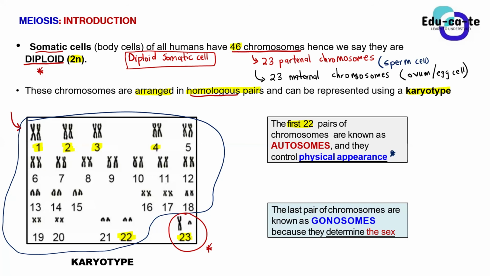All right, so back to this point, I say that the last pair of chromosomes are known as what? They are known as gonosomes, because they do what? They determine your sex. So they determine your gender, whether you're going to be a male or a female child. So now you already know that the autosomes, which are the first 22 pairs, determine your physical appearance, and the gonosomes determine your gender, but we say they determine your sex. We use life sciences terms, of course.